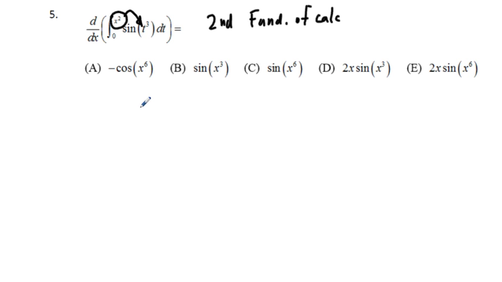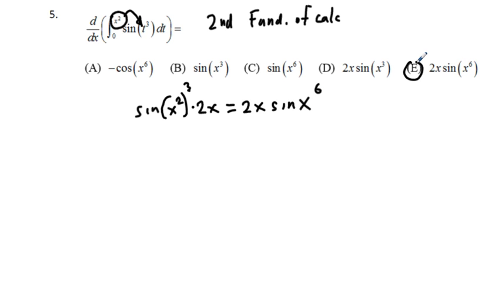So what that's going to be is sine. We take this x squared, we replace that t, and cube it out here, and we multiply that by the derivative of x squared, which is 2x. So what that gives us is 2x sine of x to the 6th power. And which one's that going to be? It looks like it's going to be answer choice E.